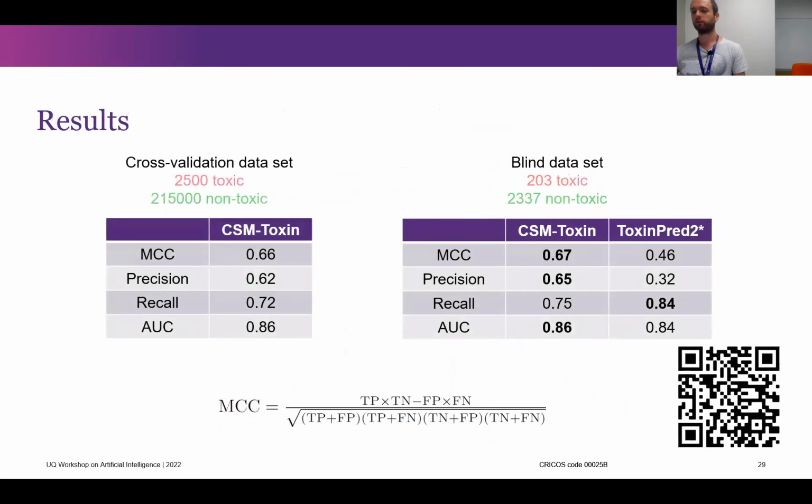And now the comparison with other models. As you can see, our results in the blind test and cross-validation are quite consistent, meaning we didn't overfit the model. The results of our model are way better than another model called ToxinPred2. So transformers can give you significant improvements even in biology.